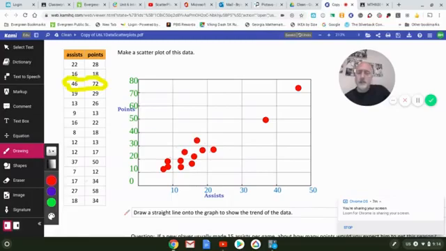18, 34, so about there. Go ahead and pause if you need to, and don't just copy my dots. Do your best to see if you can see how each one of these dots represents one of these data points. All right, so our first thing it said to do is make a scatter plot of this data. The second thing, it says draw a straight line onto the graph to show the trend of the data.